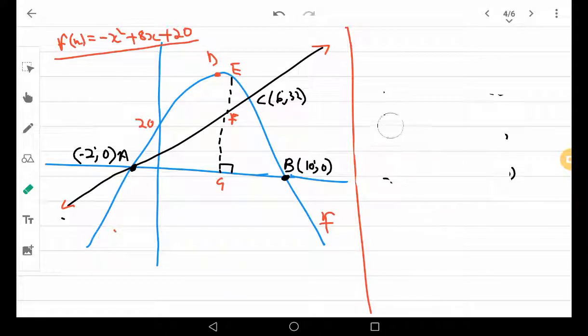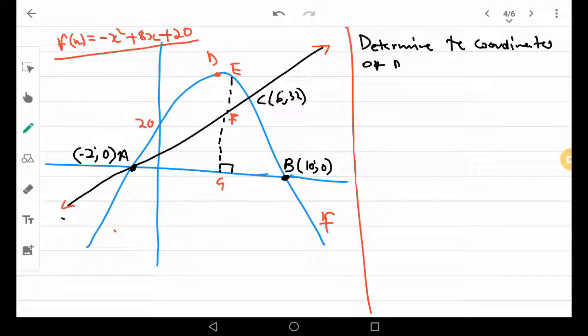And we can go to the next question. We can discuss the next question. So the next question is to determine the coordinates of D, the turning point of f.